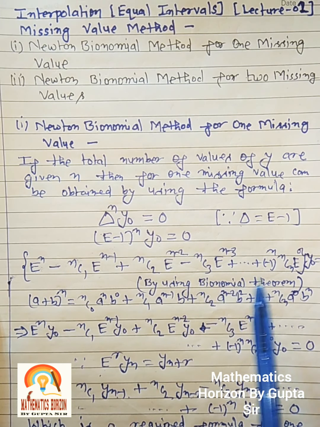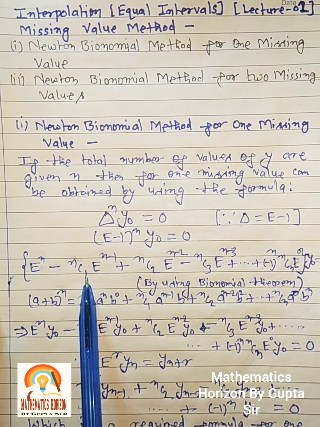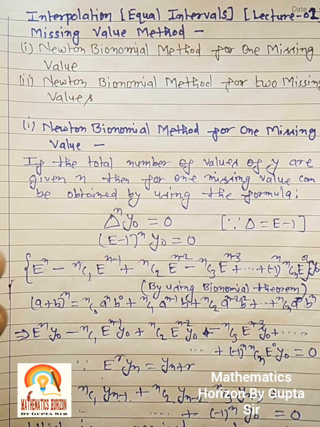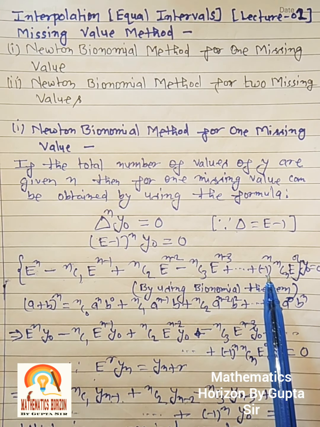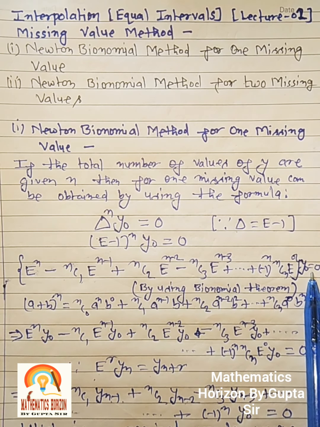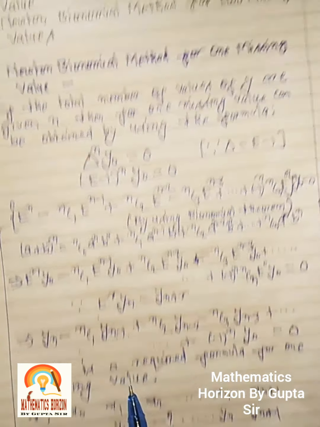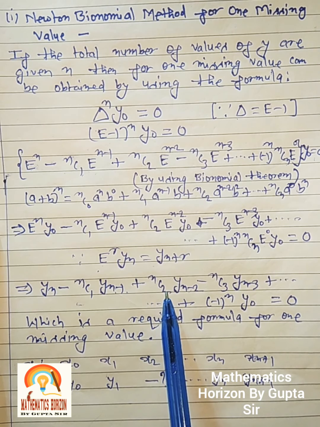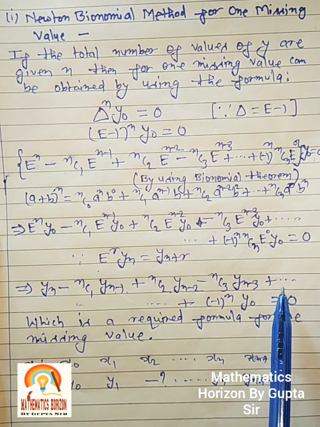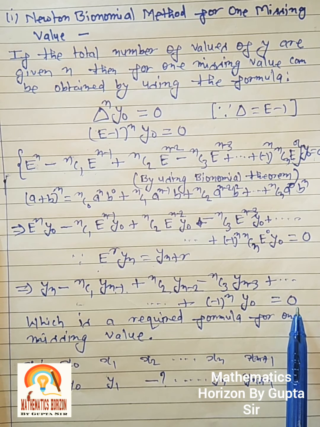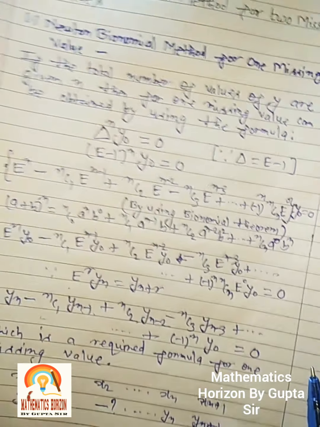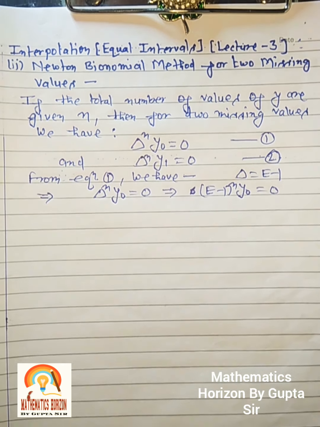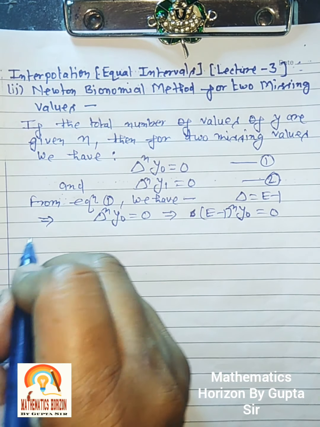We get this term: e minus 1 to the power n y0 equal to 0. Expanding this by using binomial theorem, that is e to the power n minus nC1 e to the power n minus 1 plus nC2 e to the power n minus 2 up to minus 1 to the power n nCn e to the power 0, y0. This is the binomial theorem. And what we get here: yn minus nC1 yn minus 1 plus nC2 yn minus 2 minus nC3 yn minus 3 up to minus 1 to the power n y0. We get this formula when we expand this binomially.